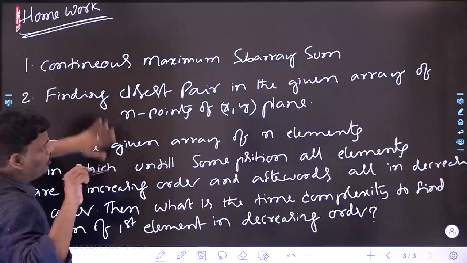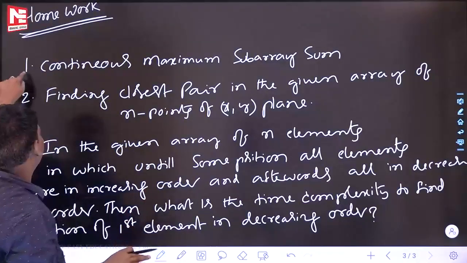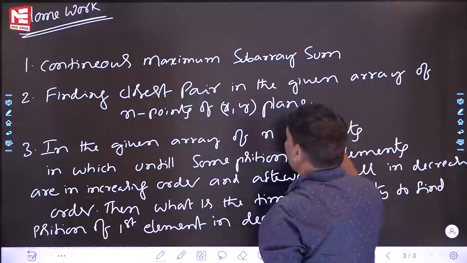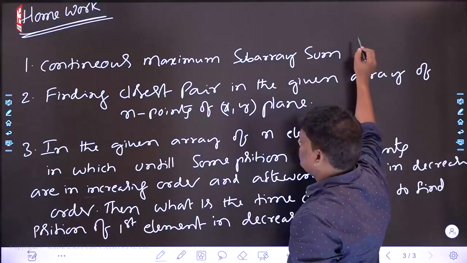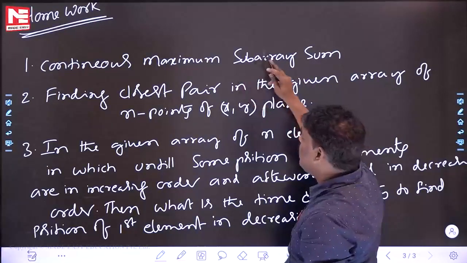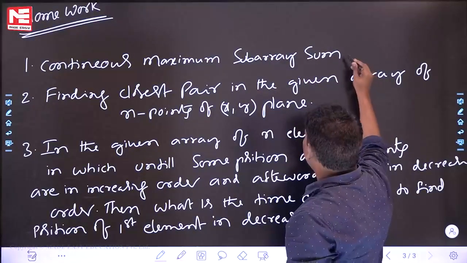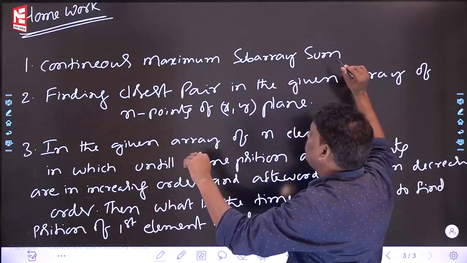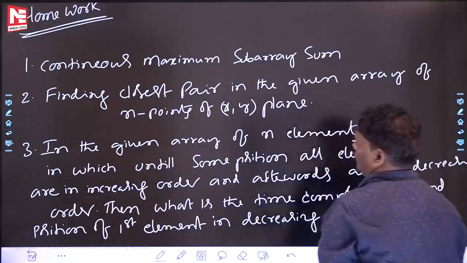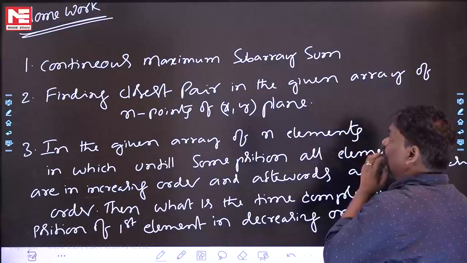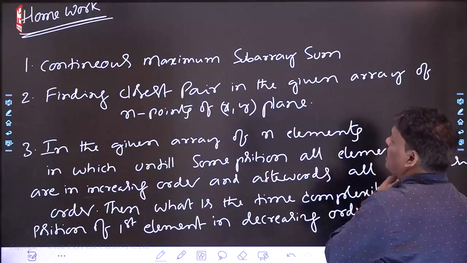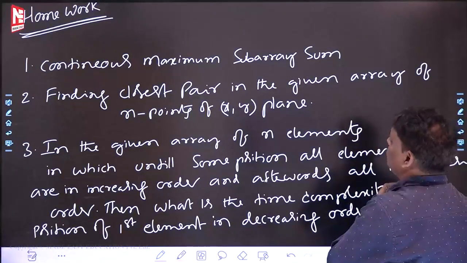Applications of divide and conquer only, you can try how it is going on. See this first one. Continuous maximum subarray sum. You just Google it out, you will get this problem. This is one application which you have to do as homework by yourself. So just Google it out. On YouTube also it is there. In Google also there. Please, you will find the answer. Using divide and conquer you can do it.